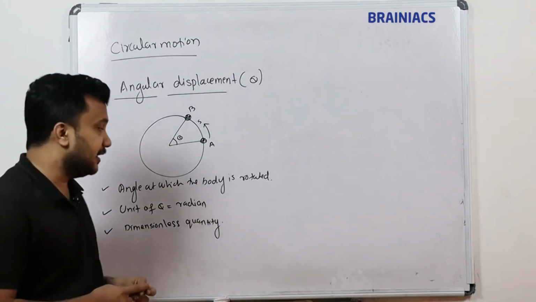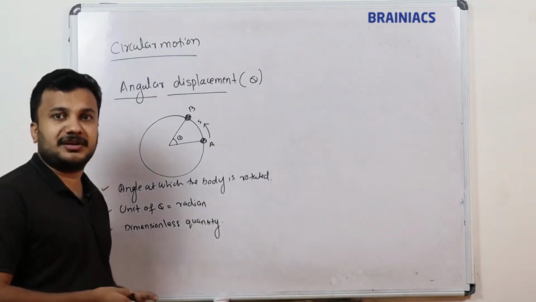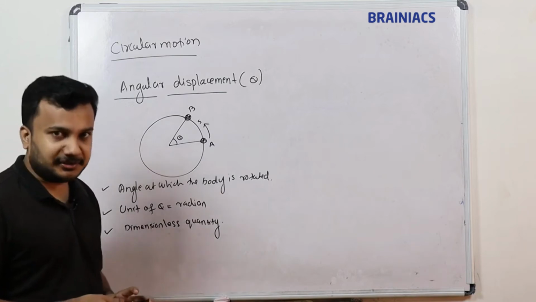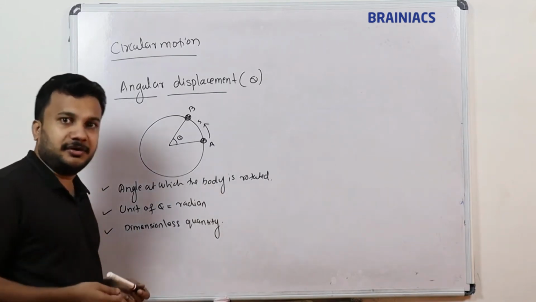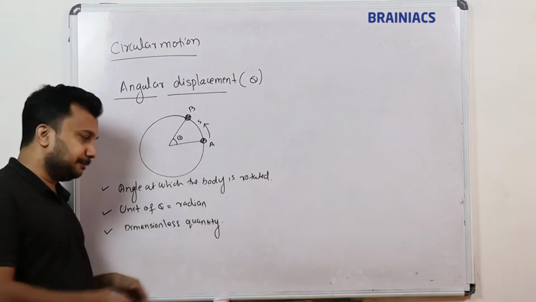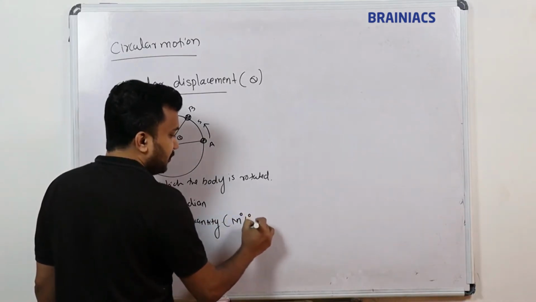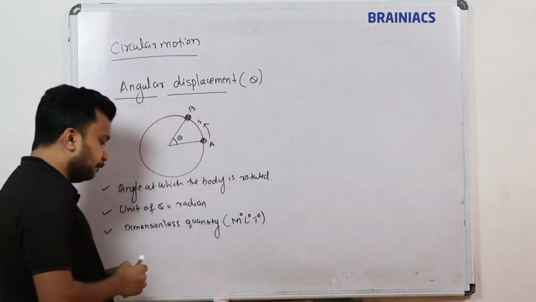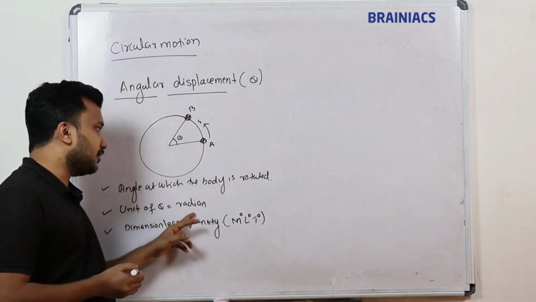This will be asked in the NEET and JEE examinations. Which of the following statements is true: angular displacement is a unitless quantity. Right statement or wrong statement? Wrong statement. It has a unit. It's a unit quantity but a dimensionless quantity. It has no dimension, which means its dimension is M power 0, L power 0, T power 0. At the same time, it has a unit which is called radian.